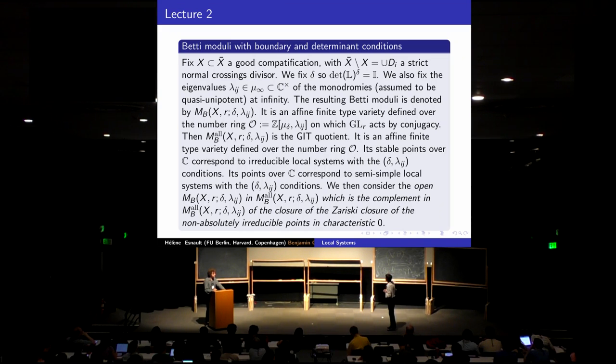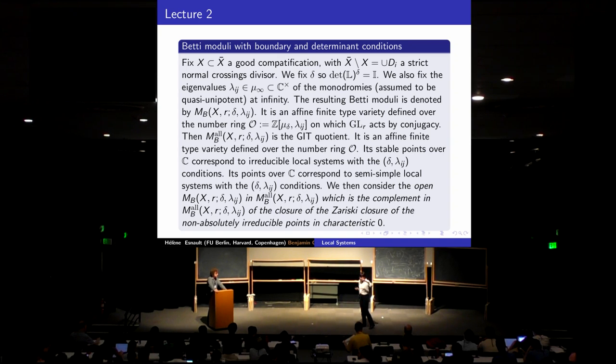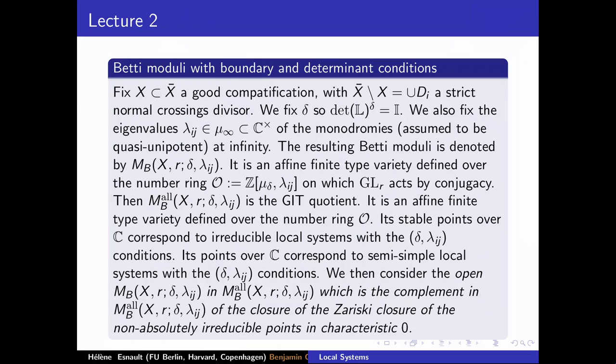We fix the delta as we had before, which is the order of the determinant of the local system. And we also fix some eigenvalues at infinity, of which we assume that they are roots of unity. What is the role of those eigenvalues? They are the eigenvalues of the monodromies at infinity. As we know, the fundamental group of X receives the conjugacy classes of small loops around the components D_i at infinity. Let's call them gamma_i. When we look at representations of the fundamental group of X, we have images of gamma_i, only conjugacy classes, but the local system is taken modulo conjugacy.